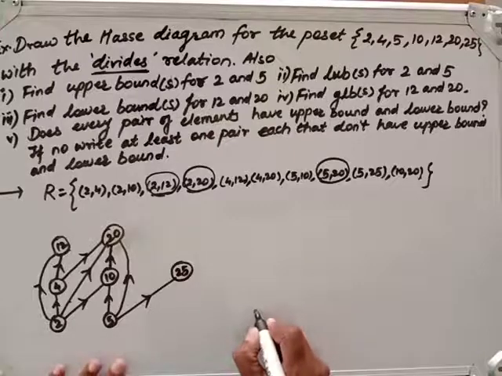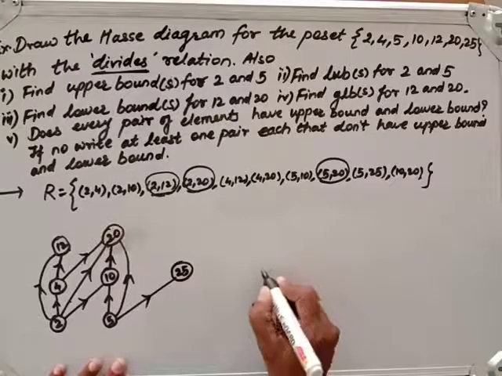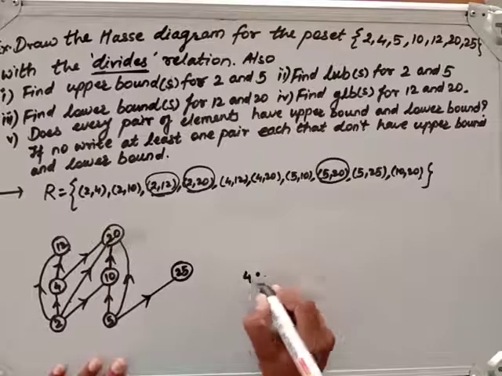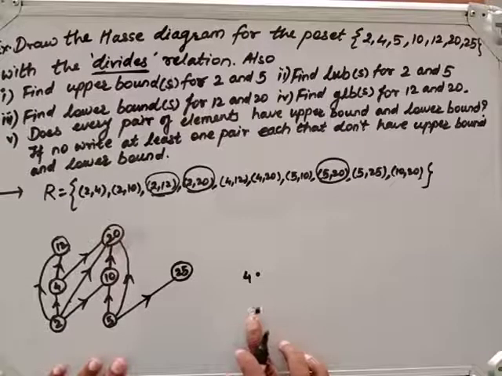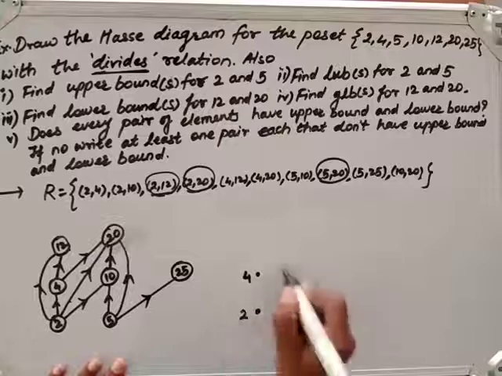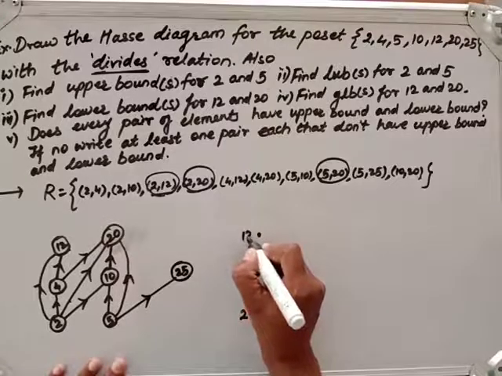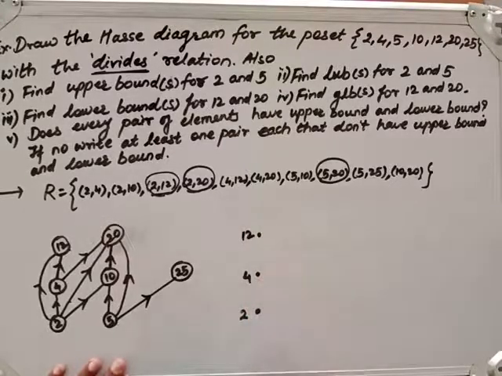So how does our Hasse diagram look? Let me write 2 here. This is 2. Suppose this is 4. Let me write this 2 to this side. This is 2, 4 and 12. Otherwise the positions are okay because these are related to each other.